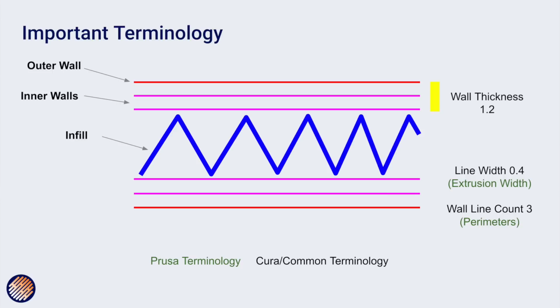In the case of Cura, there's a bit of overlap between the concept of wall and line. A wall is made up of lines, so a 1.2 millimeter wall with a line width of 0.4 will have 3 lines, 2 inner lines and 1 outer line. You can see that again on this picture. In the case of Prusa, they call them perimeters.